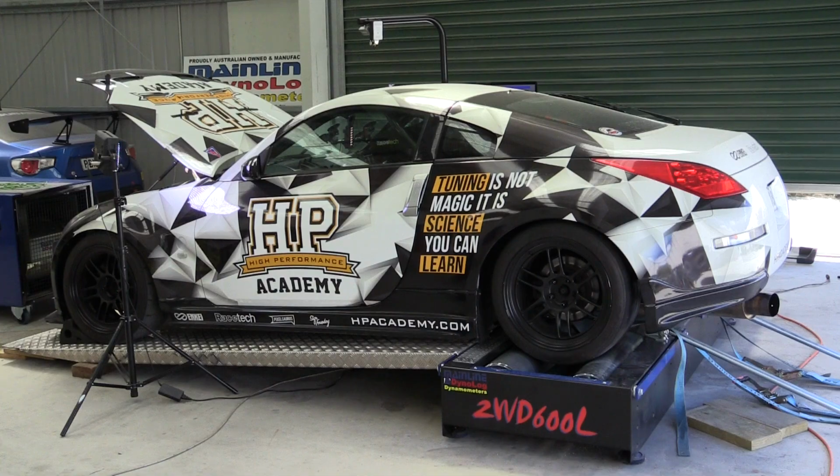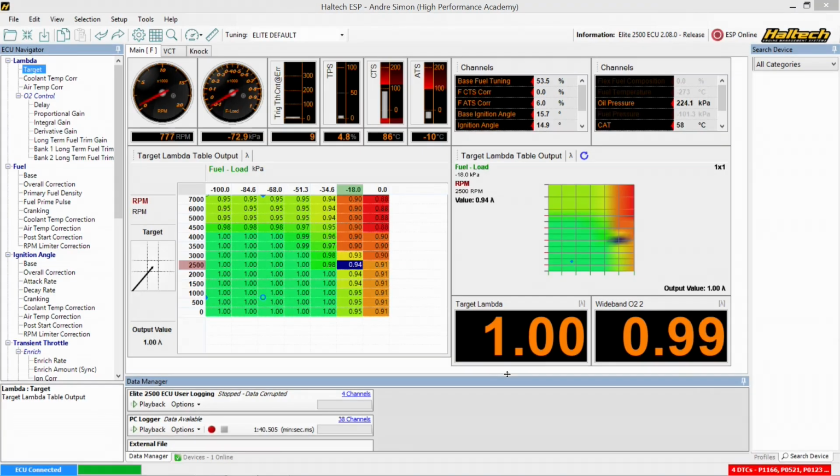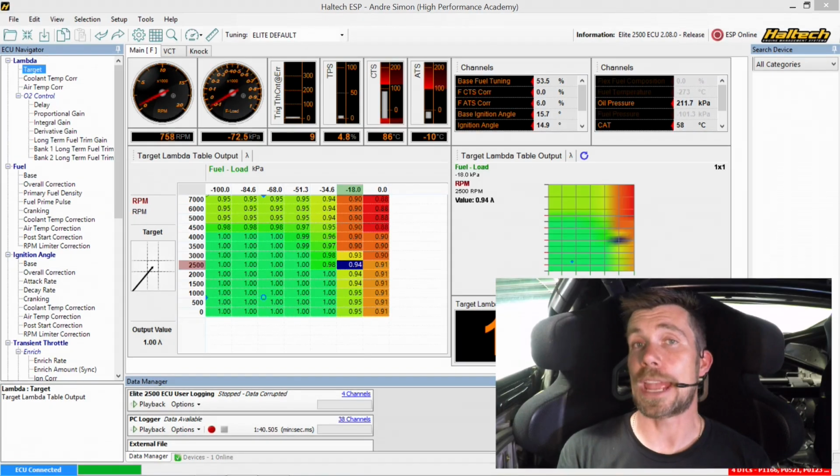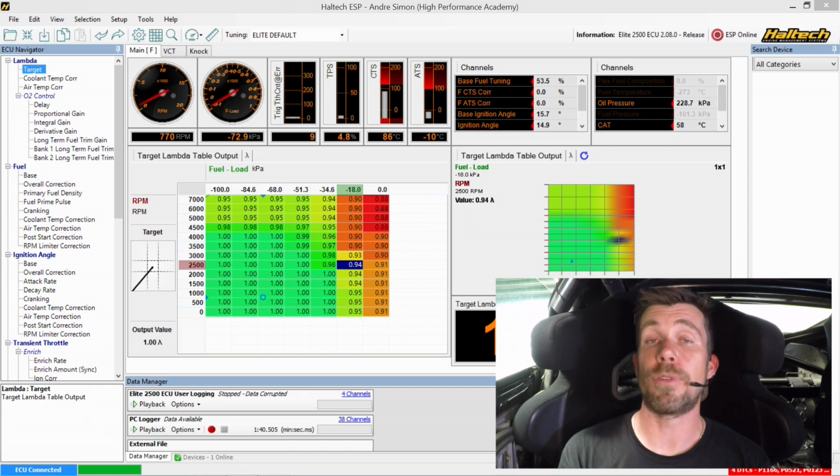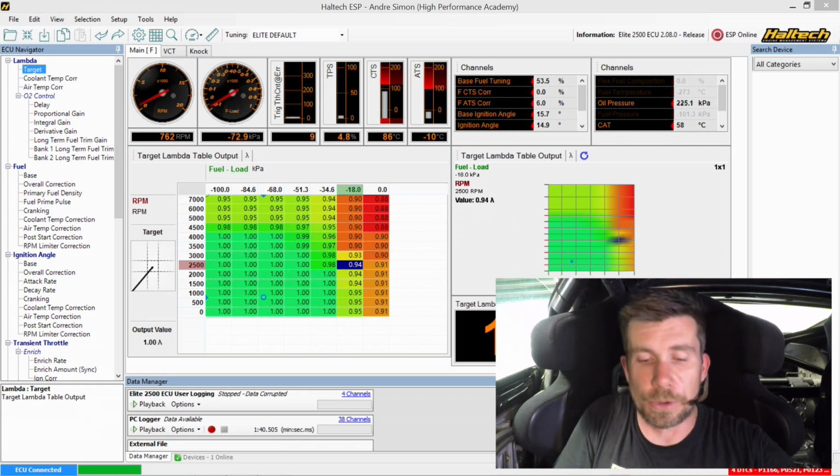Now for this demonstration, we're going to be using our Nissan 350Z fitted with a Haltech Elite 2500 ECU. Of course, it's the concept that's important here, and this is applicable to any engine and any engine management system. Let's start by having a quick look at the Haltech laptop software so you can understand what I'm doing.